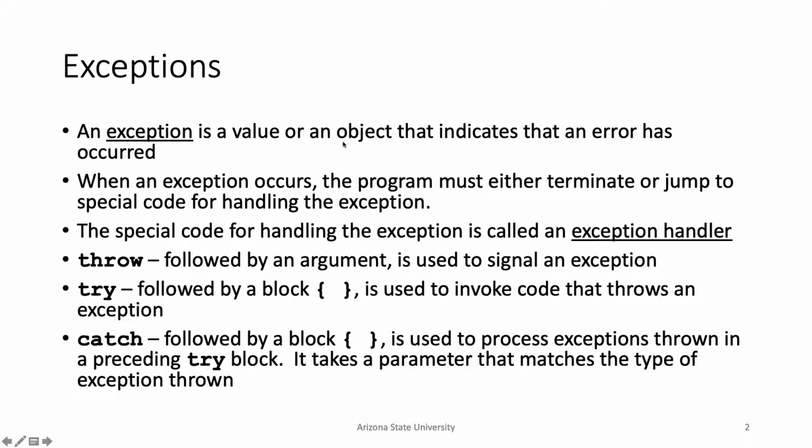So all exceptions are, they're just objects. There's nothing special about an exception, but it indicates that an error had happened. Okay? So when an exception occurs, then either the program terminates, which is exactly what happened before, or we can have special code, and we'll get to that, to handle the exception. How you handle the exception is really up to you. The special code is called the exception handler. We receive the exception, and then we handle the exception.